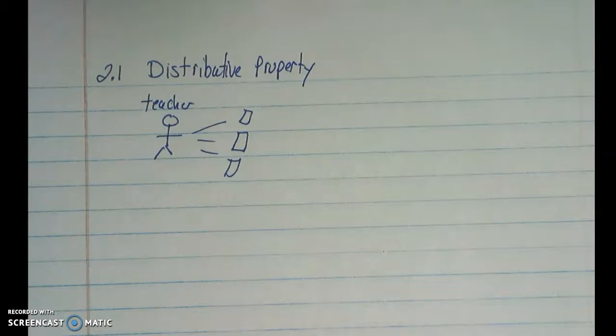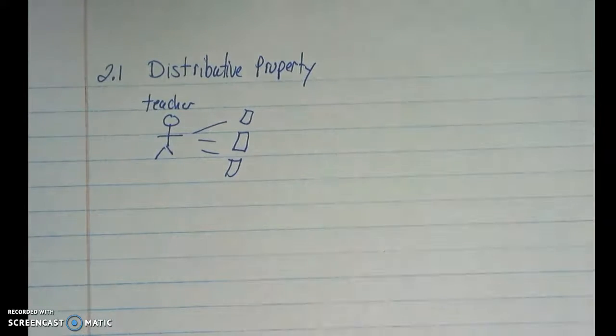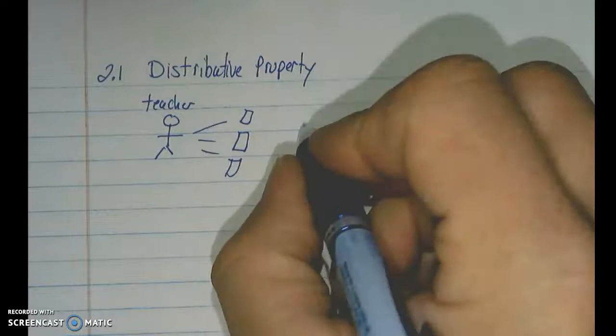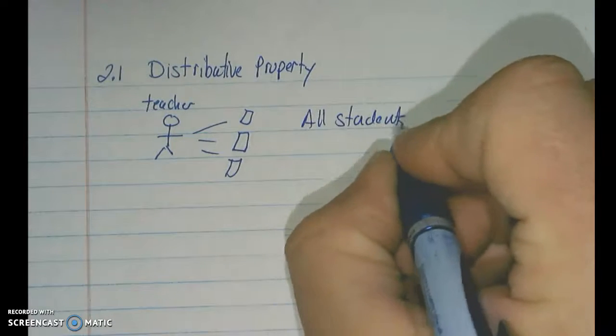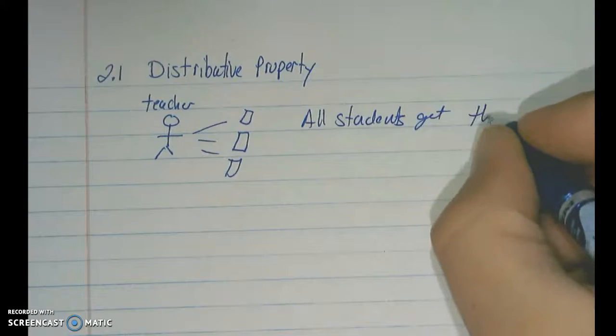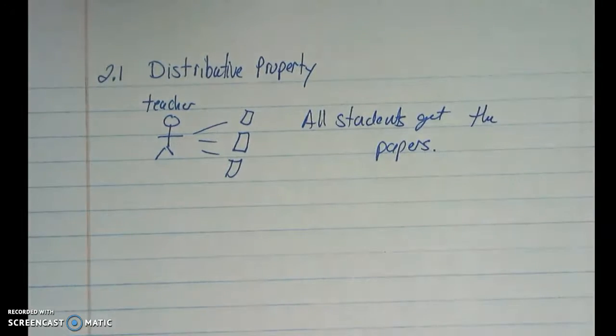If the teacher's giving out papers, is it one or two students or is it all the students? All of them, perfect, okay? So all students get the papers. Now, if all the students get the papers, that's called distribution, okay?